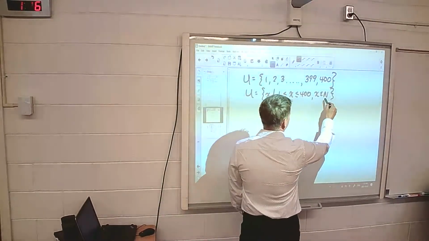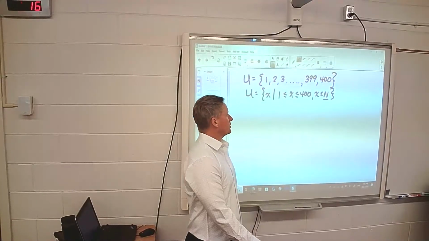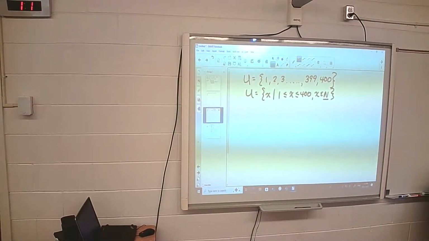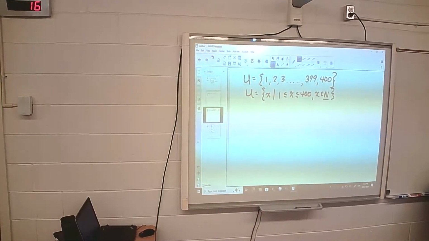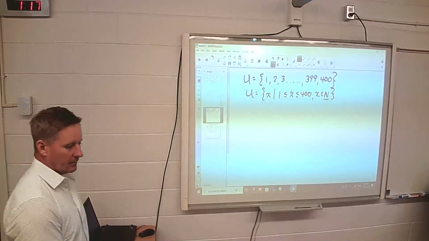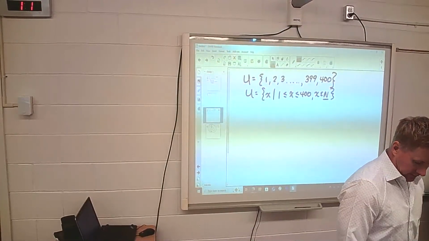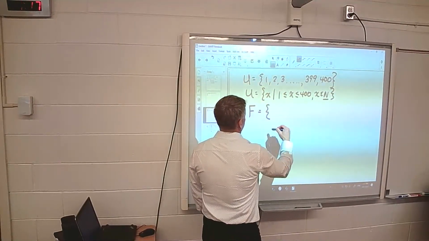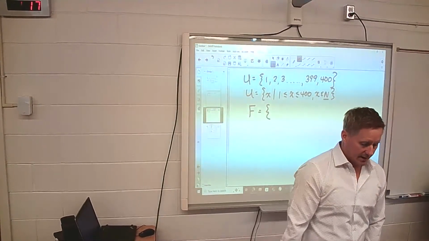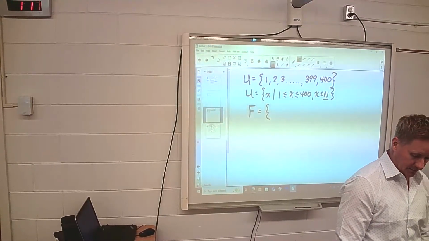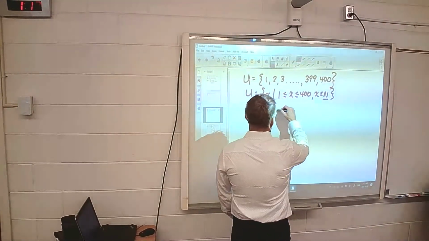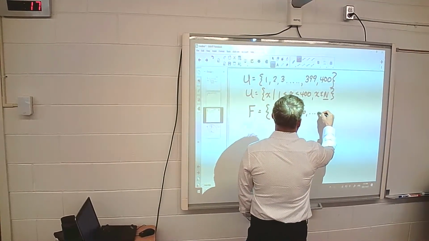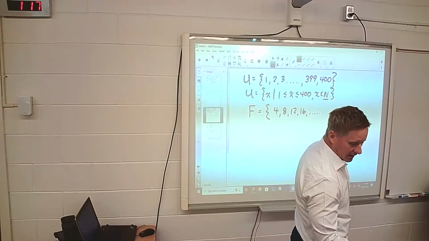So when I describe this, I could describe that as natural numbers because I'm starting at 1 and I'm working to 400 and I'm only using all of the whole numbers. So that's natural numbers for that one. Okay. F is going to represent all of my multiples of 4 from 1 to 100. 4, 8, 12, 16, all the way up to 400, right?